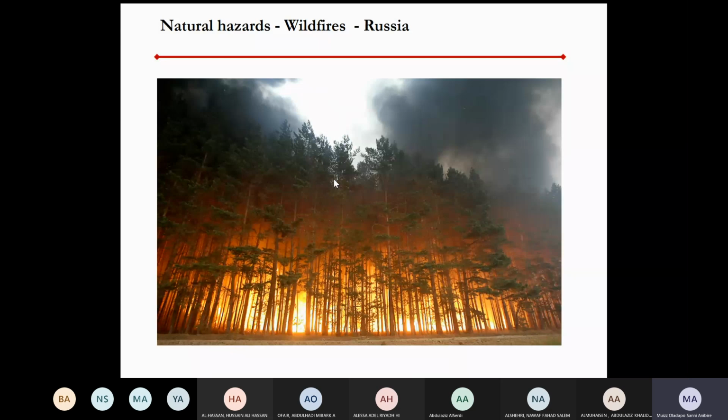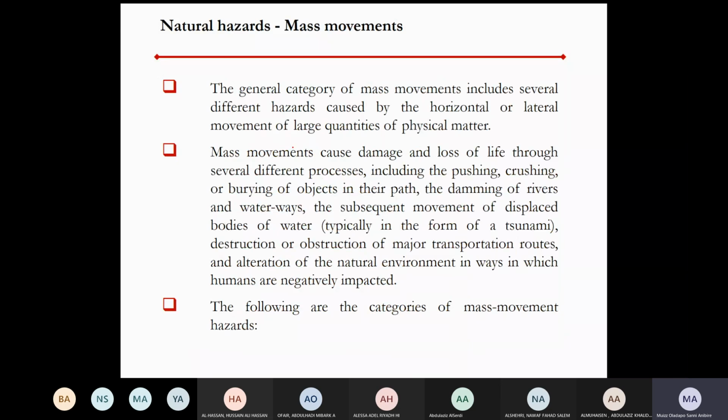So this is an example of a forest wildfire somewhere in Russia. You can see the fire burning through the forest and burning all the trees.